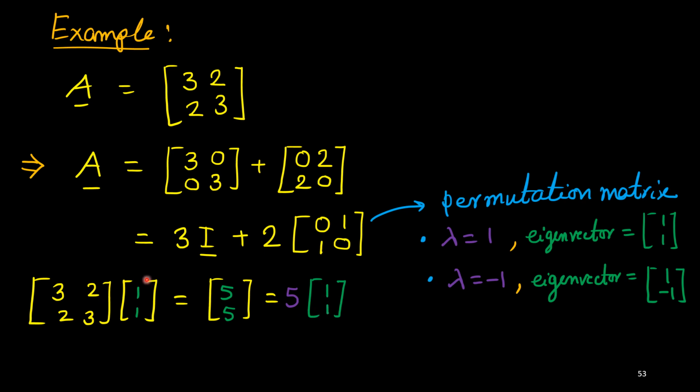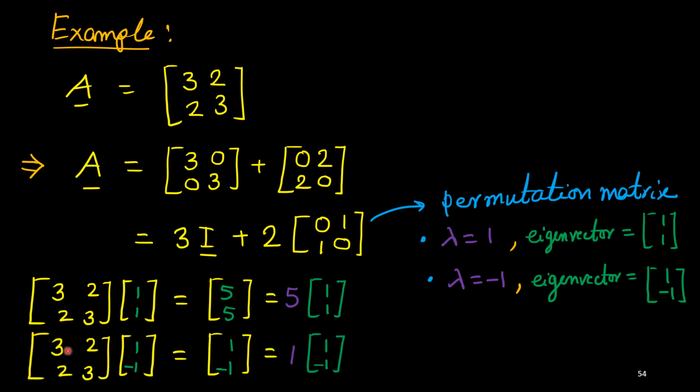So you see, whenever we multiply 1, 1, again I will get 1, 1, but this time the scaling factor is 5. So this is my eigenvector and this is the corresponding eigenvalue. Okay, so for this eigenvector, again we will find the same eigenvector. Again, if I consider 1, minus 1, so 3 minus 2 is 1. Next, 2 minus 3 is minus 1. So this one we can write as again 1, minus 1. So it is simply scaling factor 1. Okay. So we'll find the same eigenvectors as the permutation matrix but different eigenvalues.